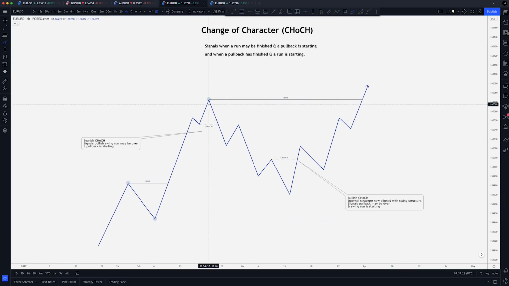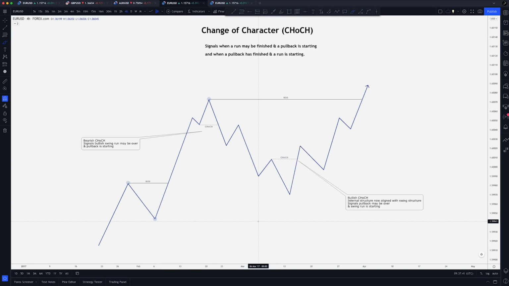And that basically allows us to anticipate when the pullback is starting and then when the pullback has finished. And then when we get that internal structure to the upside, we get that change of character. Now we can look to get long and target what? Target that weak high. Why is that a weak swing high? Well, because it failed to do its job. It failed to take out that swing low.